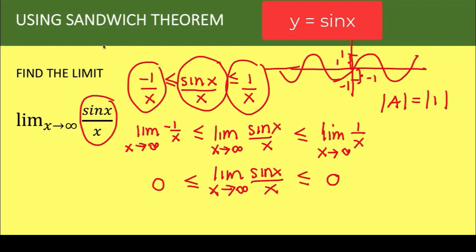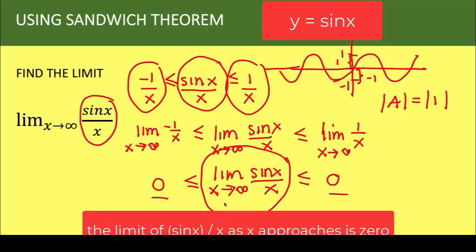From the sandwich or the squeeze theorem, we can conclude that this middle expression must also be equal to 0, because the left side is 0 and the right side is 0, and these two values are squeezing this middle function. And so we now conclude that the limit of sine of x over x is also 0. So the value of this limit is 0.